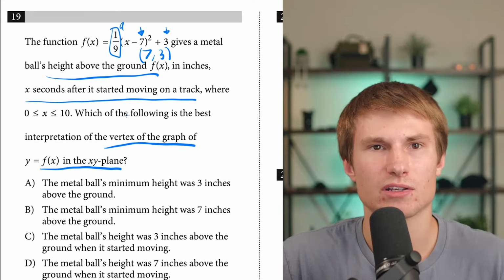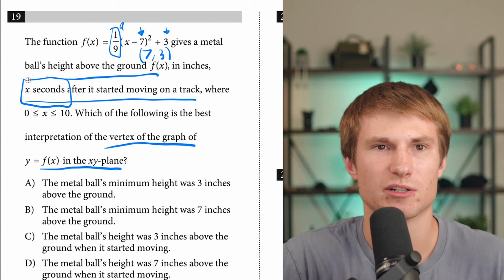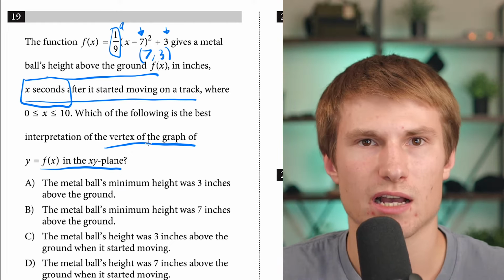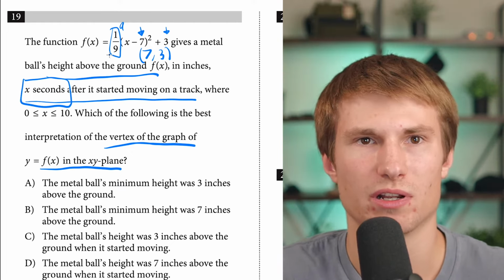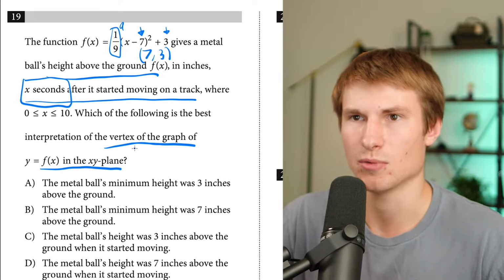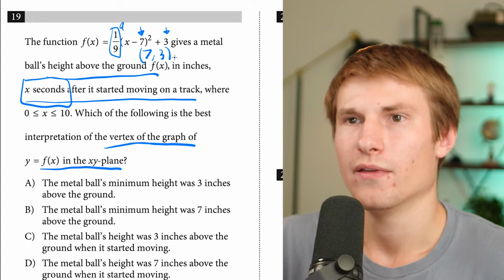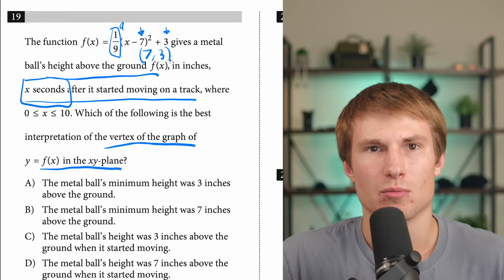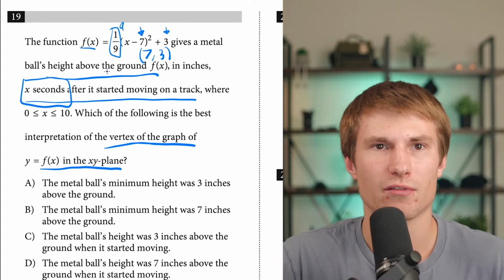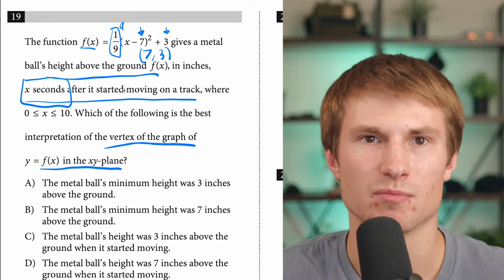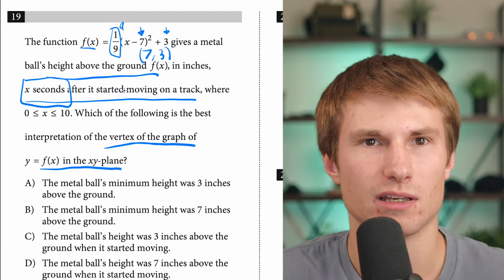This 7 is representative of the number of seconds, so we reach our vertex at 7 seconds, which, since this is opening up, would be our minimum. And we know it's opening up because a is greater than 0. And then this 3 value must be our minimum y value, or minimum f of x. We know f of x represents the ball's height. So the ball's minimum height is 3. Does it give us a unit?